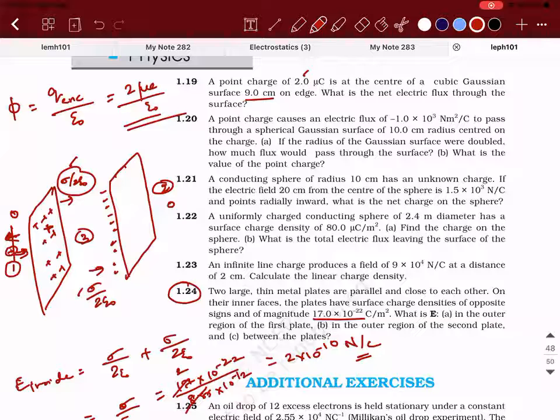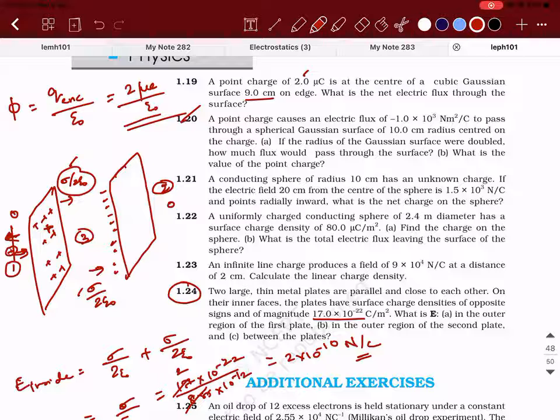You have to use those values, only then the units will get cancelled, because 8.85 into 10 power minus 12 is in terms of SI unit. So there is a point charge that causes an electric flux of -1 into 10 power 3 Newton meter square per coulomb. So what does it conclude? What do you understand with that minus sign?